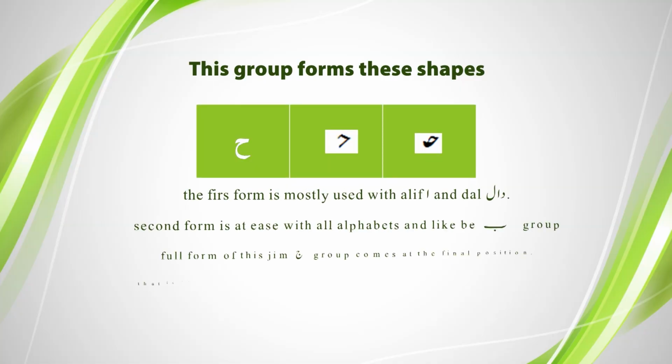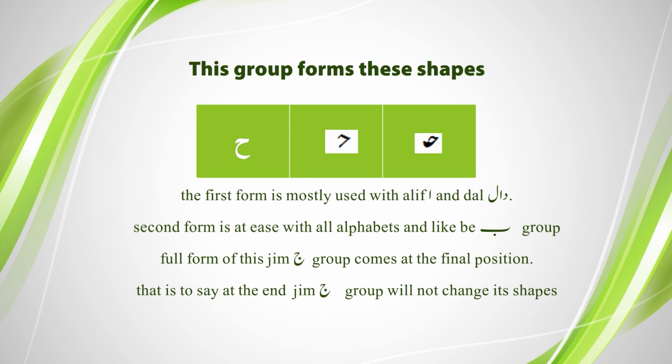As we saw in our previous lecture in B group, some forms are particular with some alphabets. But in Jim group, we are at ease, as these forms almost work with all alphabets. So we say all the forms are in frequent use with all the alphabets. The first form is mostly used with alif and dal. What is the difference between these forms? A little bit of difference.